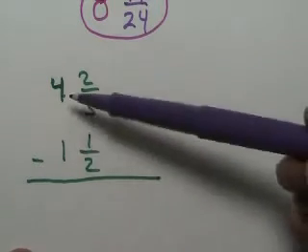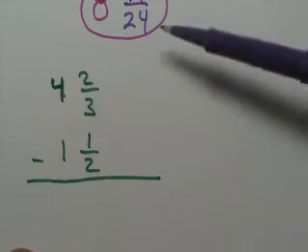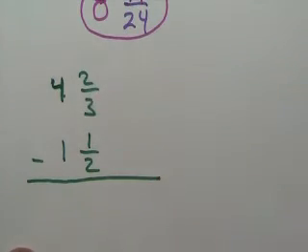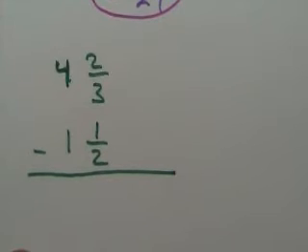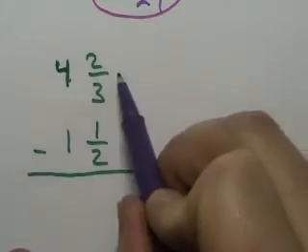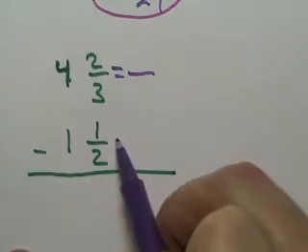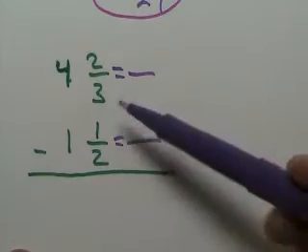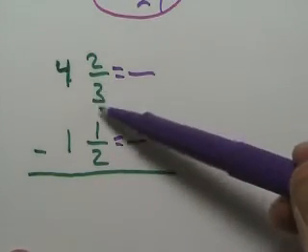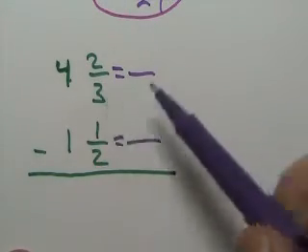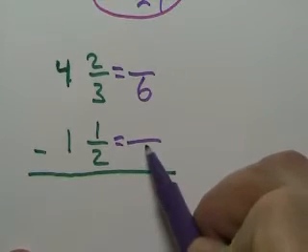Here's our next problem. This time it's a subtraction. That's 4 and 2/3 minus 1 and 1/2. Our first step is to find common denominator. Let's see, I start with the biggest number, 3. There's 3, there's 6. 2 will go into 6, so 6 is it.